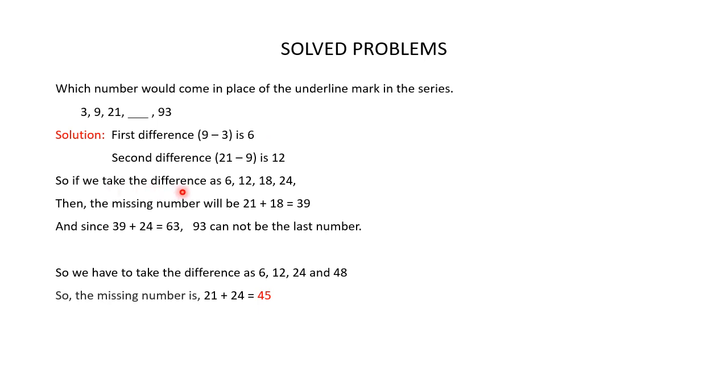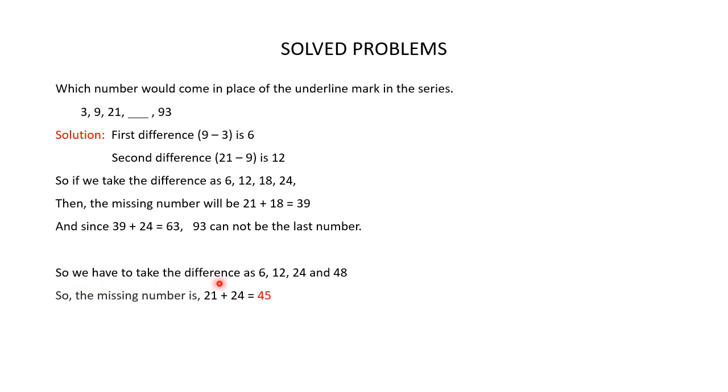So if we take the differences as 6, 12, 18 and 24, then the missing number will be 21 plus 18, that is 39. And next, 39 plus 24 is 63, but the number given in the series is 93, not 63. So you cannot consider the differences as multiples of 6.